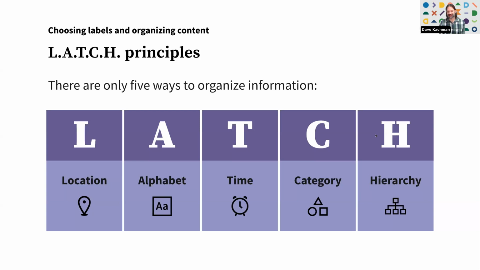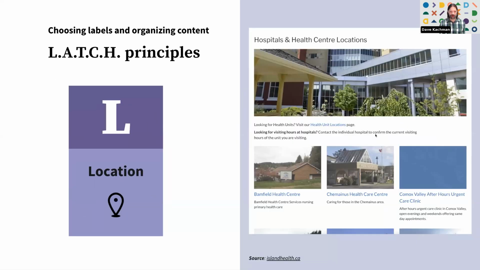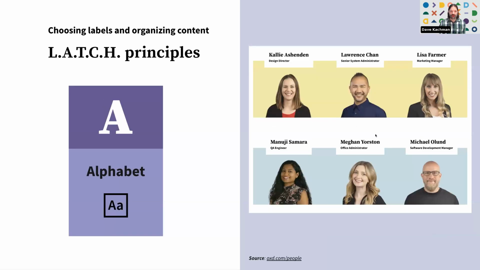Ultimately that's location, alphabet, time, category, and hierarchy. This was first coined by Richard Wurman, one of the creators of TED, and he also coined it in a book called Information Anxiety. With this one, location is one way you can look at organizing content. You'll often see this in Island Health. They have different health unit locations, so that's a natural way to organize content there.